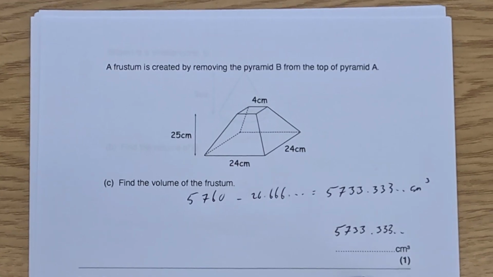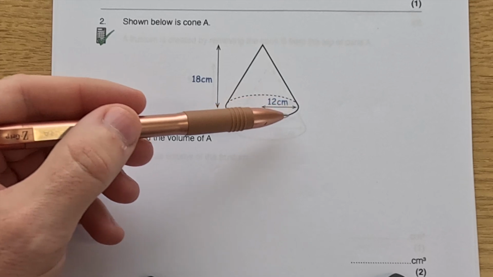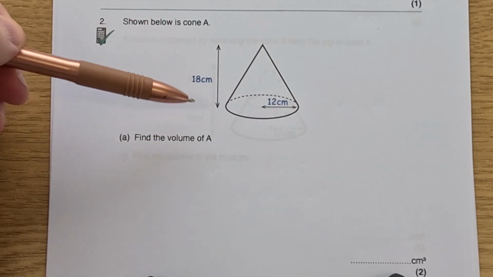Okay, let's take question number 2. So question number 2, we've been shown a cone, so this is cone A, and the radius of the base of the cone is 12 centimeters, and the perpendicular height of the cone is 18 centimeters.